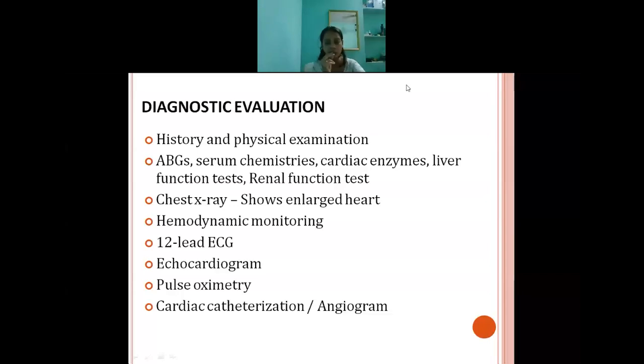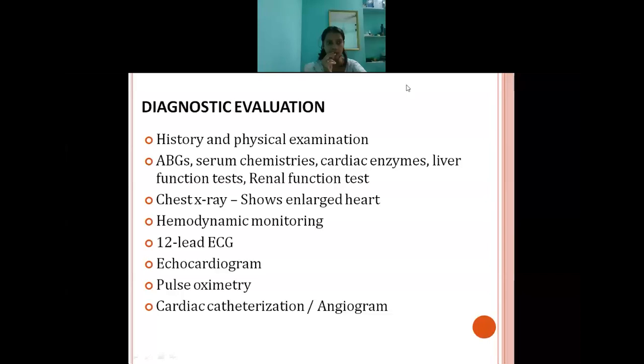Along with that, hemodynamic monitoring is a must. Hemodynamic monitoring refers to the measurement of the pressure, flow, or even oxygenation of the blood in the cardiovascular system. It sometimes uses some invasive technologies in order to monitor the cardiac functioning, for example, by use of the central venous catheter, or by use of a pulmonary artery catheter.